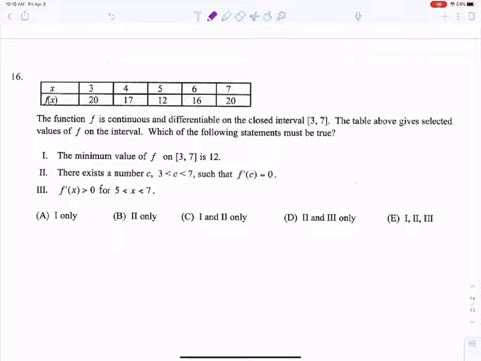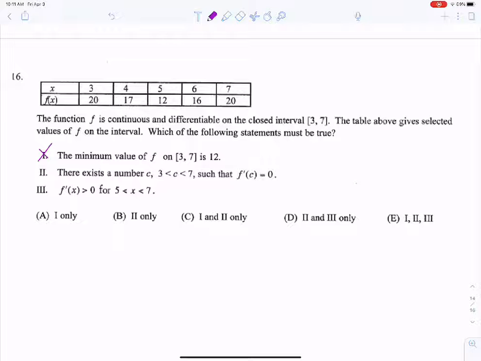So first off, this function is continuous and differentiable. And they said the minimum value of f on 3 to 7 is 12. That's false. It's not that it can't be 12. It's that we don't know, it could be 12. What could happen is maybe at 5.5, it drops down to 0. How do we know? We don't. These are just some selected values. So that might be true, but we have no way of actually knowing that. So, no.